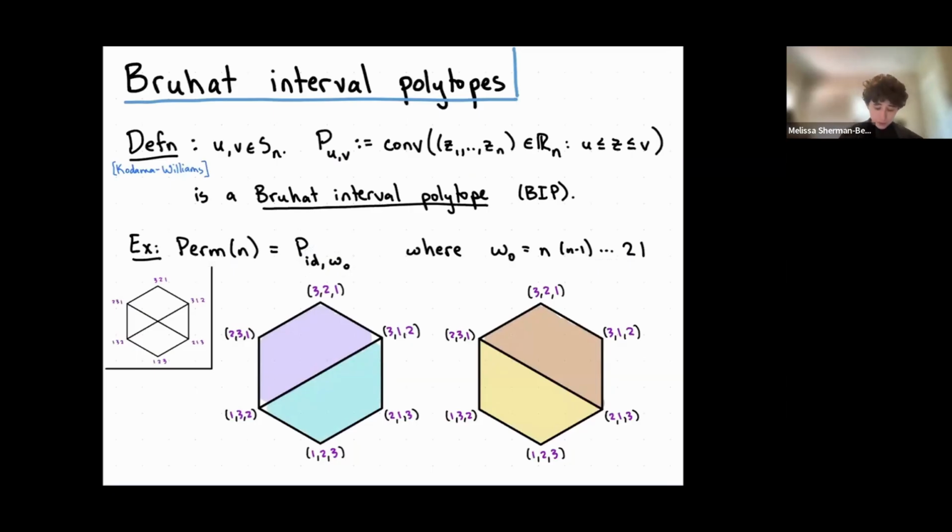For other Bruhat interval polytopes, here's a reminder of what the Hasse diagram for Bruhat order looked like. All of the vertices of the permutahedron are themselves Bruhat interval polytopes, and so are all of the edges. So all of the edges correspond to Bruhat intervals. And then here in these pictures are all of the other Bruhat interval polytopes in S3. We have these two edges, and then also these four quadrilaterals. So those are Bruhat interval polytopes.